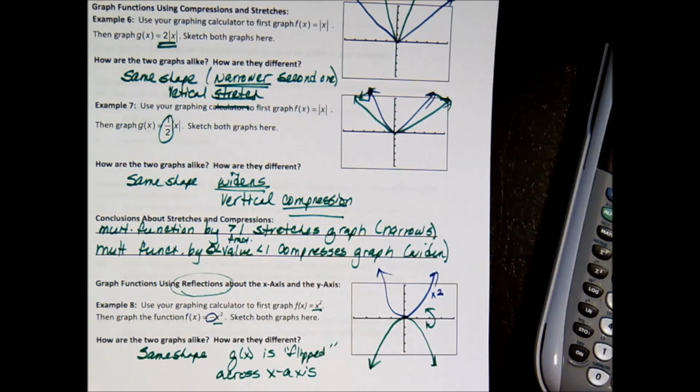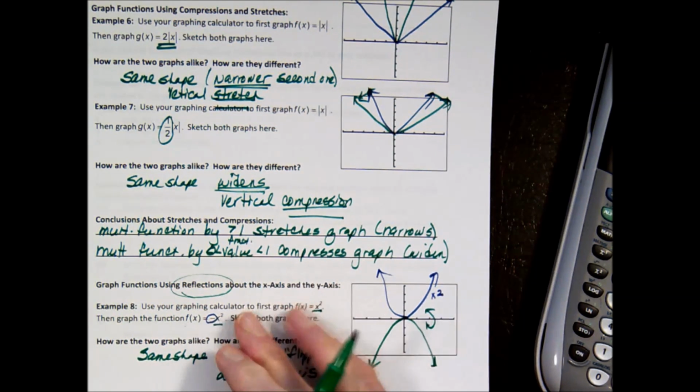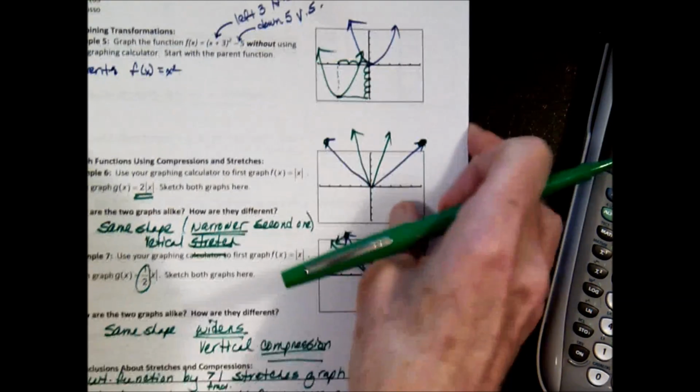Flipped across the x-axis. Now, what really changed? Did the x become negative? Think about it. It didn't. It was the y that became negative because the whole thing had the negative in front of it. That represents y.